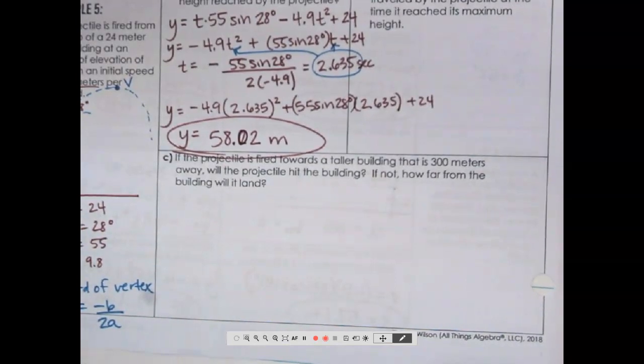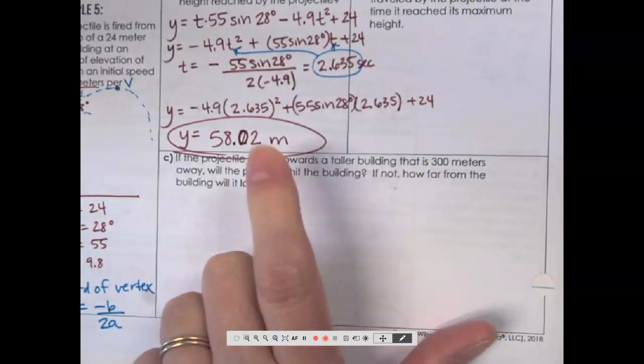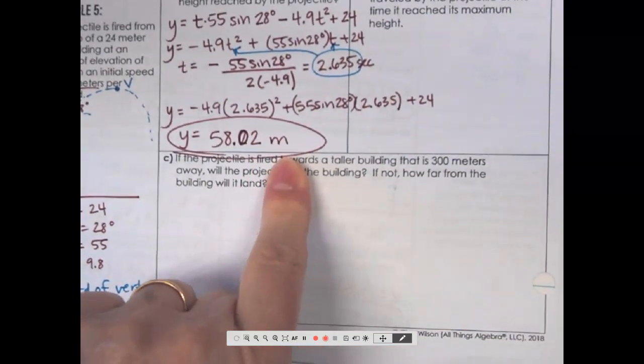So we basically found the whole coordinate of the vertex, really. We figured out the x-coordinate of the vertex, and then we plugged it into the equation to find the y. Any questions on part A?